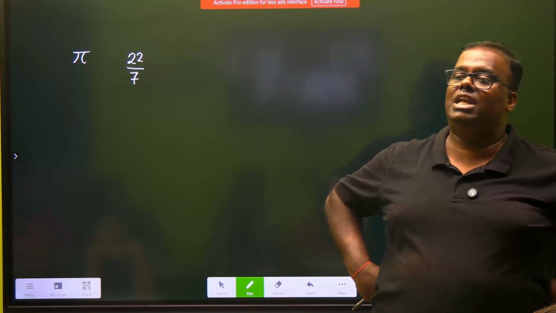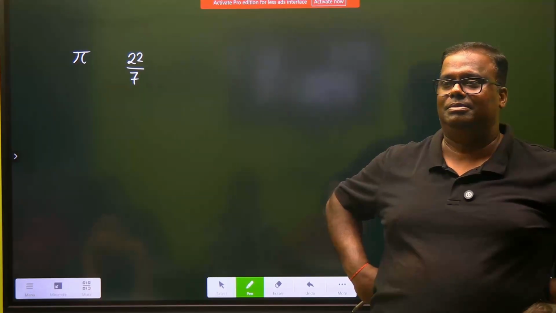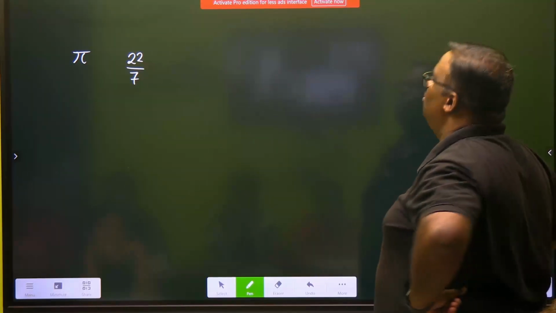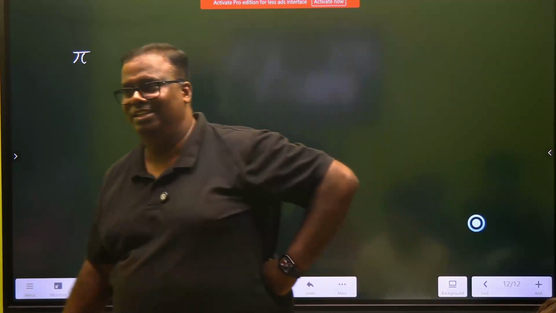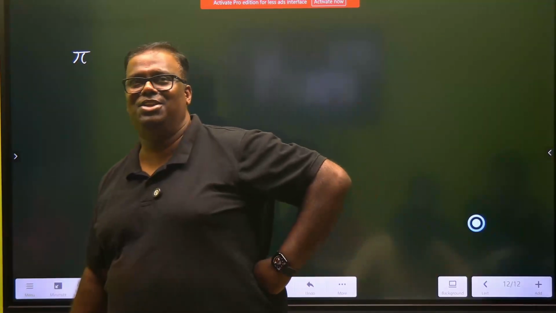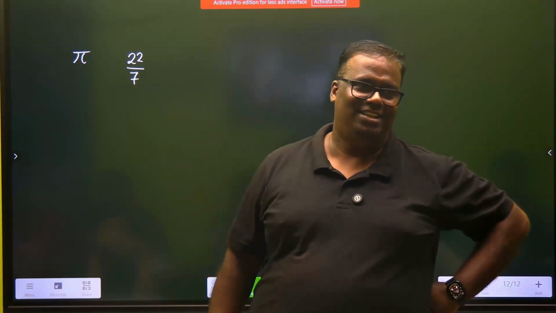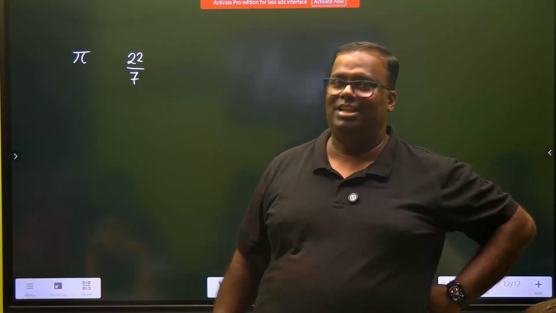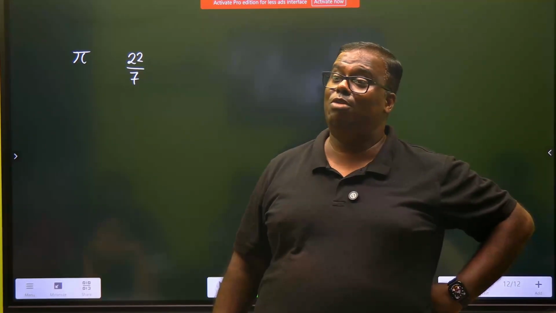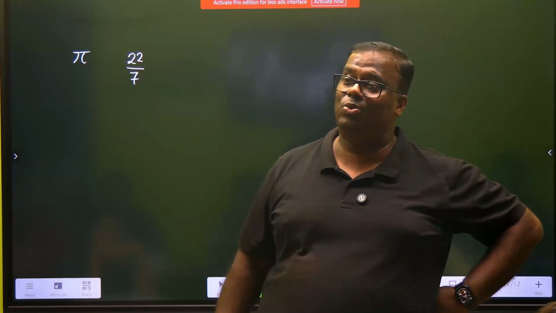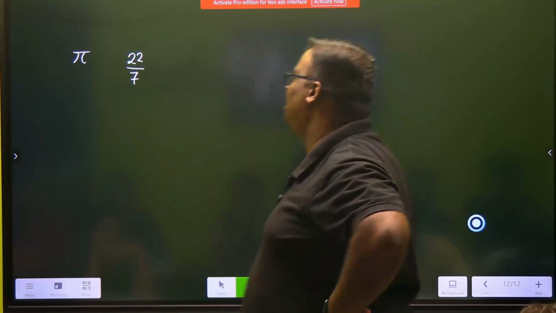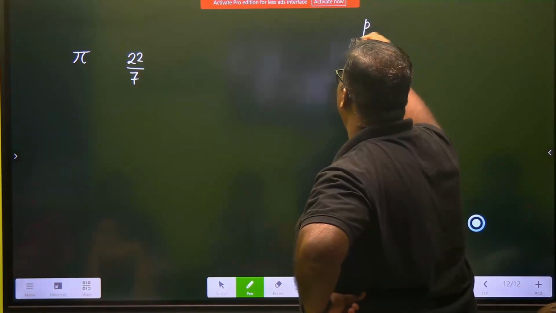Pi. So what is an irrational number? So what is a rational number first of all? What is a rational number? A number in the form of P by Q, where P and Q are integers and Q does not equal to 0, is known as a rational number.